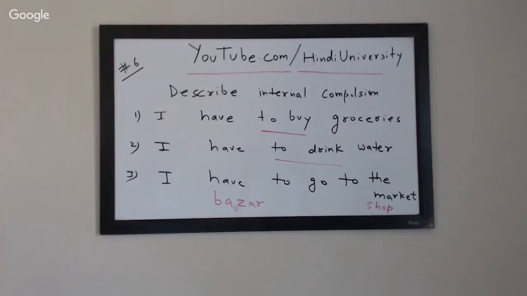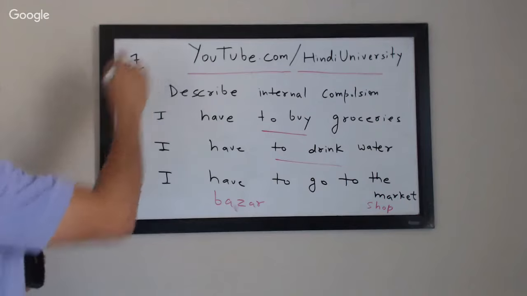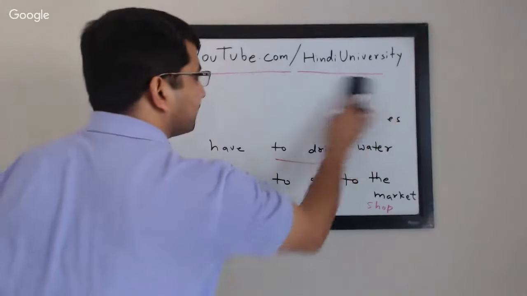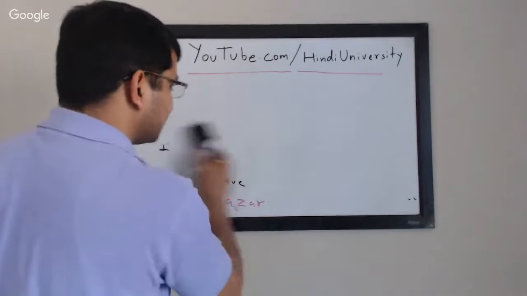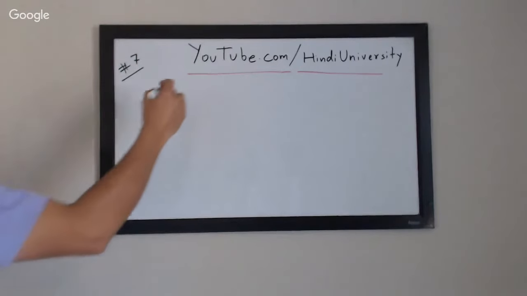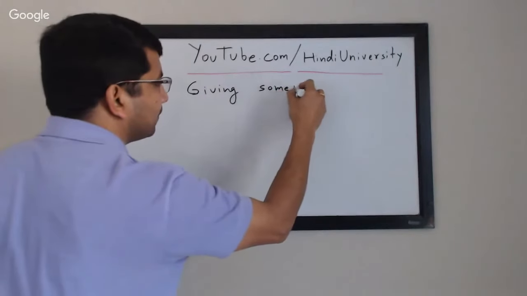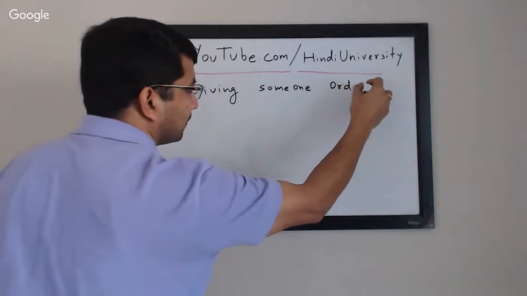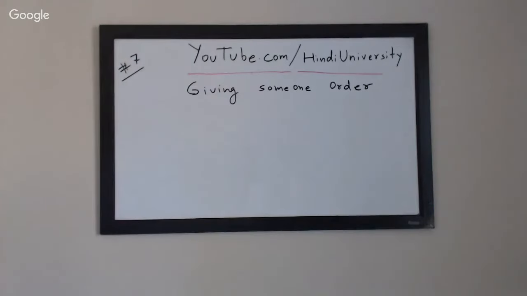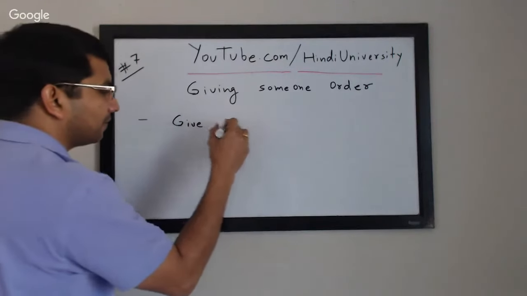Now we'll do scenario number 7, where you want to basically order something. Scenario number 7 is when you need to order something, or when you're giving someone an order. Let me erase it first. So scenarios like: give me the book.